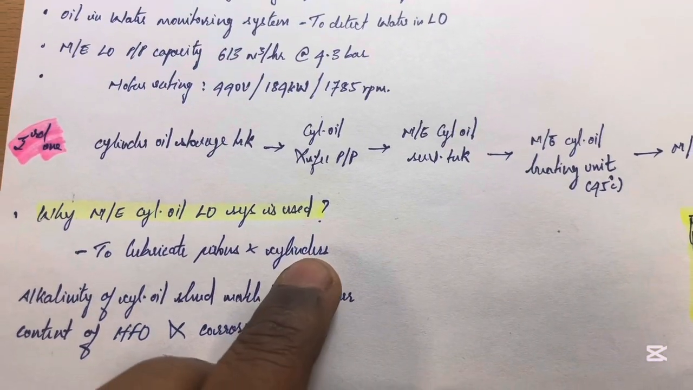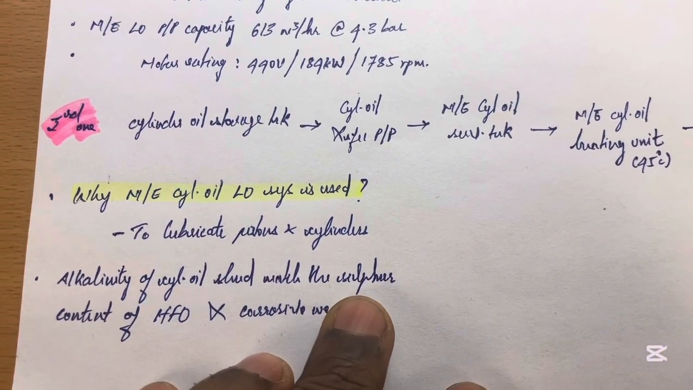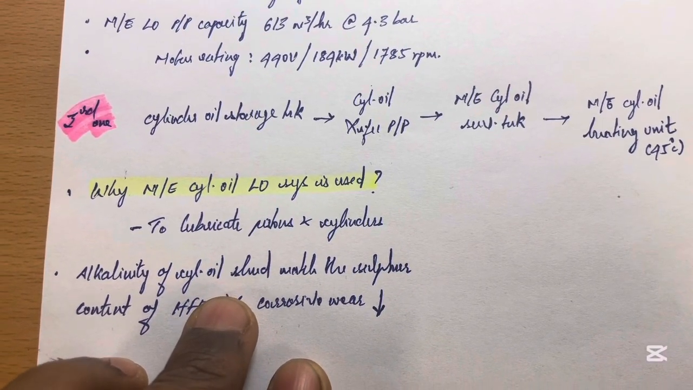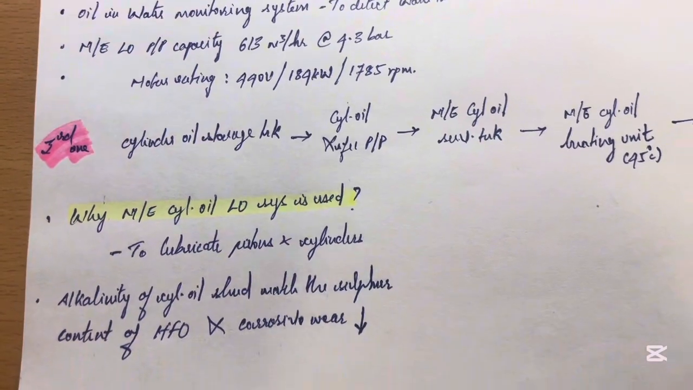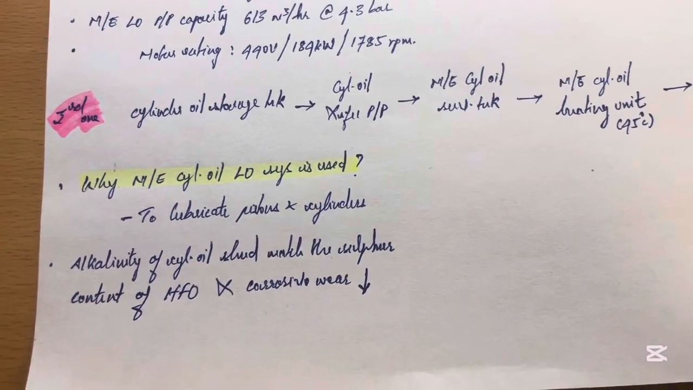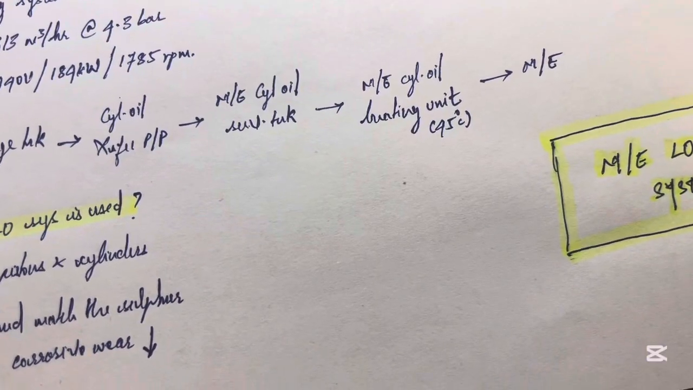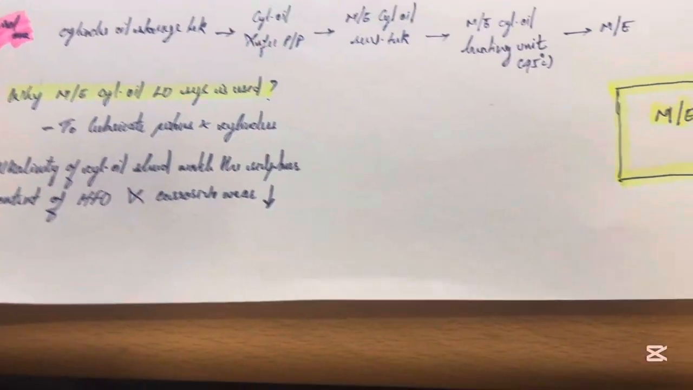This is required to lubricate the pistons and cylinders of the main engine. The alkalinity of the cylinder oil should match the sulfur content of the HFO so that corrosive wear is controlled. That is one of the reasons why you have to maintain the alkalinity of the cylinder oil. So this is about the main engine lube oil system, nothing much.